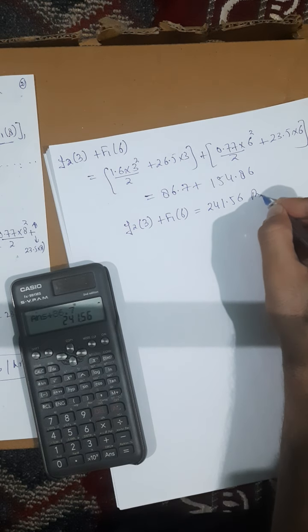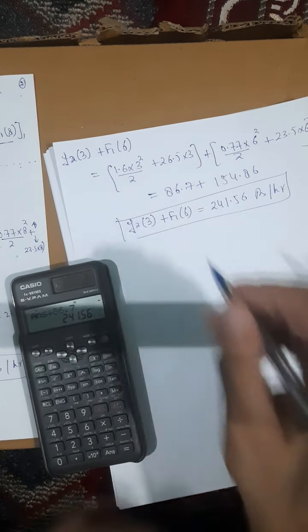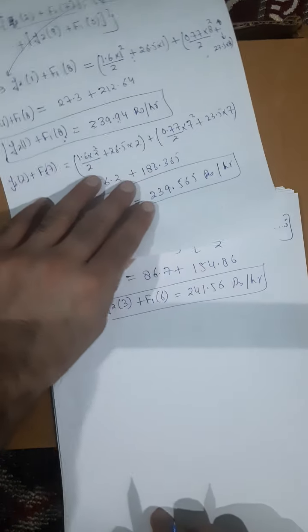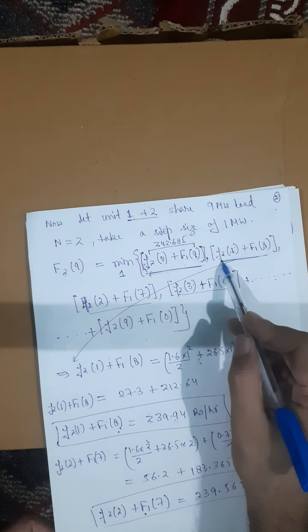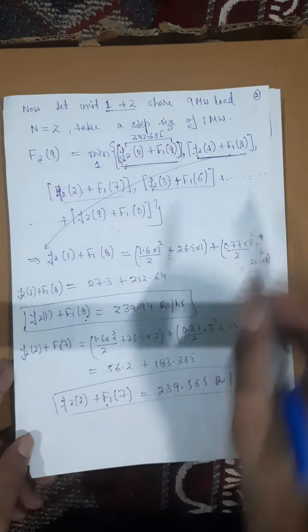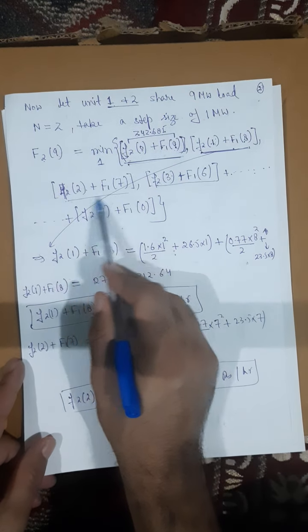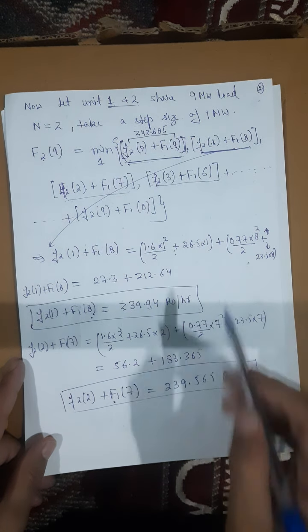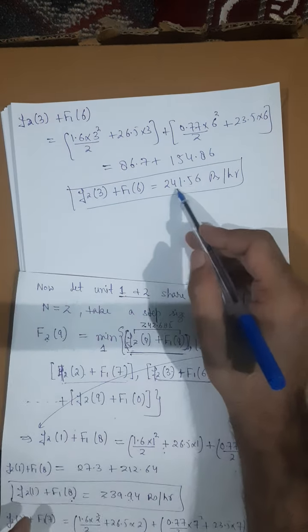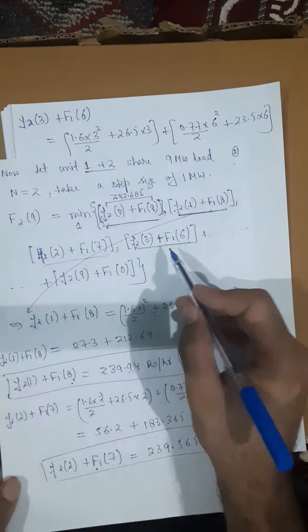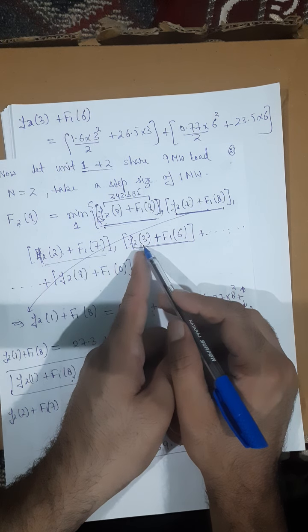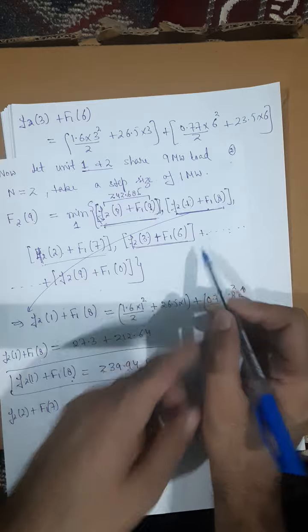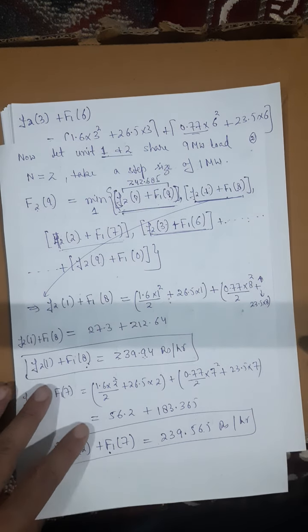equal to 241.56 rupees per hour. So look here at all the cases. For this case, the cost was 242.685. For this case, the cost was 239.94. For this combination, the cost was 239.565. And now for this combination, the cost is 241.56. So the cost increases here. I will not solve further cases because I know as I increase the load on unit number 2 and decrease the load on unit number 1 further, the cost will increase.